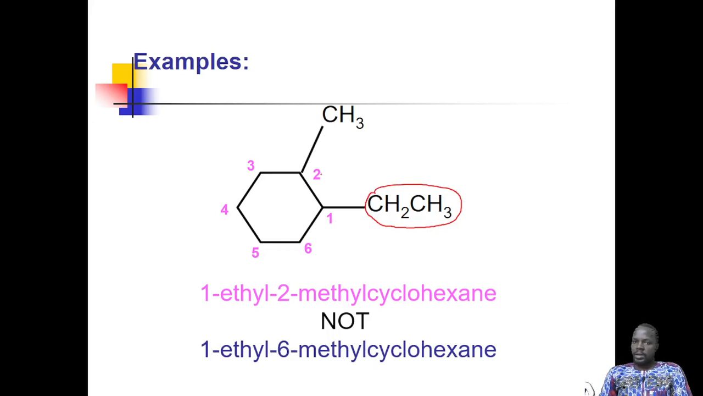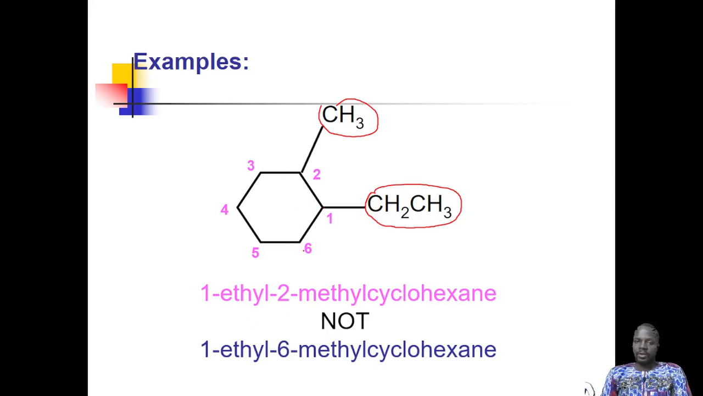You know you have to label alphabetically, so ethyl should come first. That is the way you say it. So this is 1 ethyl. You can see I'm putting the position because there is more than one substituent. So 1 ethyl, then 2 methyl, then cyclo. It is not 1 and 6.